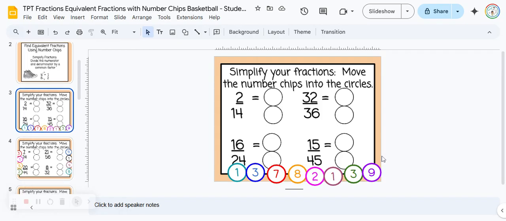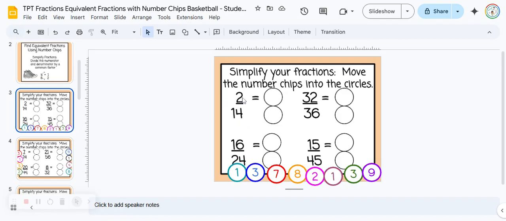So they have these movable number chips, and they're going to move them into place to show that they've simplified each of these fractions. Now, every slide has every number the students need, so if they get to the end of a slide and the numbers aren't working, they know they've made an error somewhere and they need to go back and check. So in that way, it's self-checking.